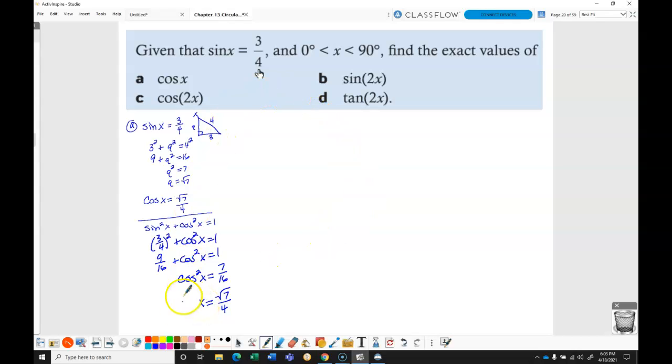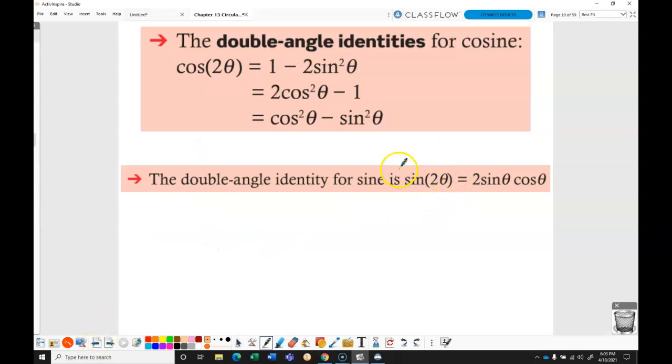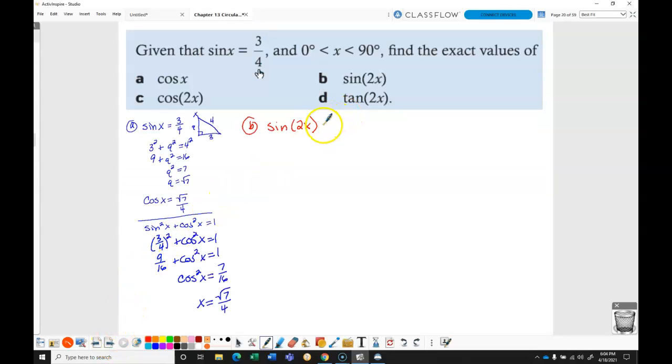All right, so now let's go to letter B. I want to find the sine of 2x. Well, I know the sine of x. How am I going to get to the sine of 2x? I also now know the cosine of x. So let me go back and look at my double angle formulas. The only one I have is this one down here for the double angle of sine. So the sine of 2x equals 2 sine x cosine x. And I can do that no problem because I have those values now.